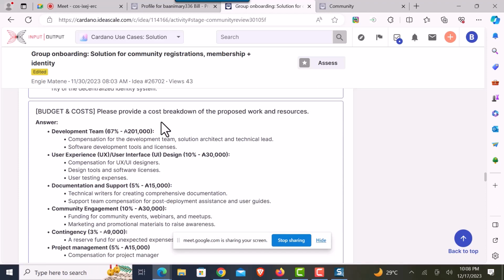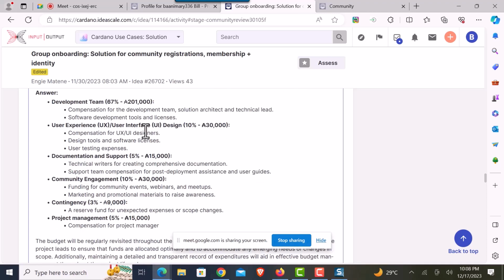Okay, so this is the budget. You see budget and costs. Please provide a cost breakdown of the proposed work and resources. So now this is his budget, or the team's budget. Development team takes 67% of the budget, so that amounts to, yes, so this one here, there's no need for us to code them again.